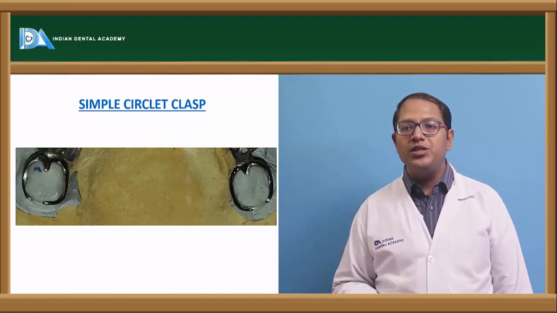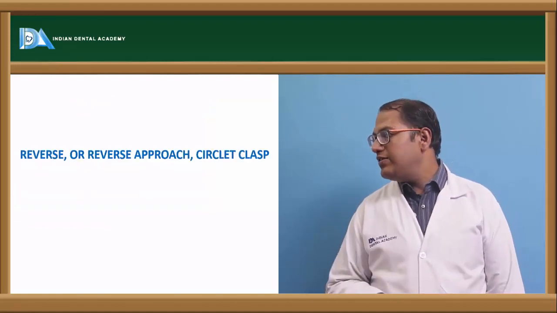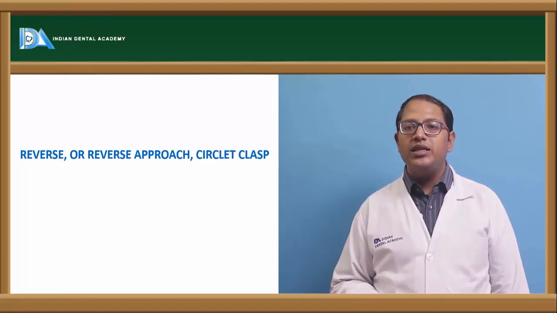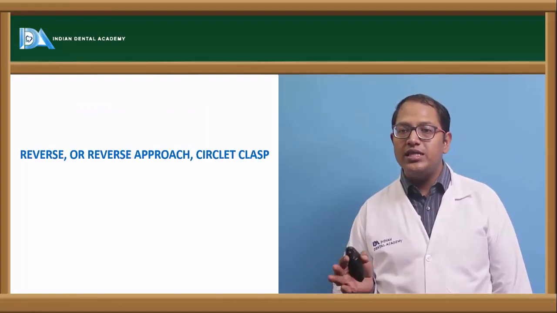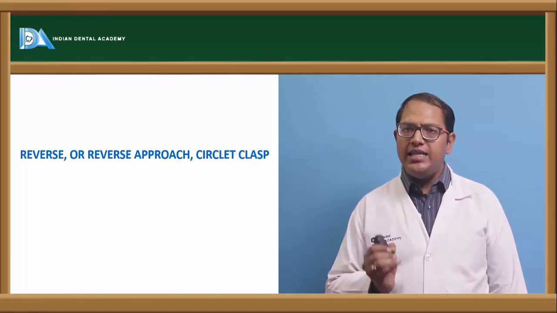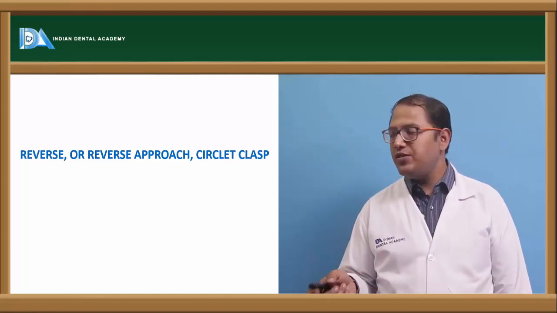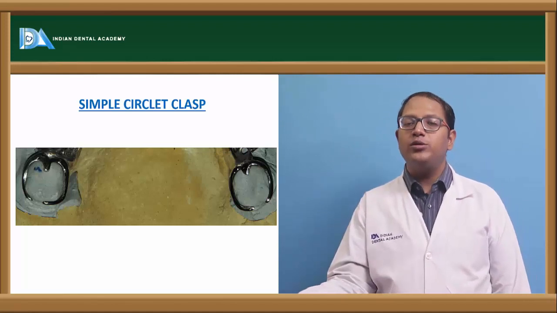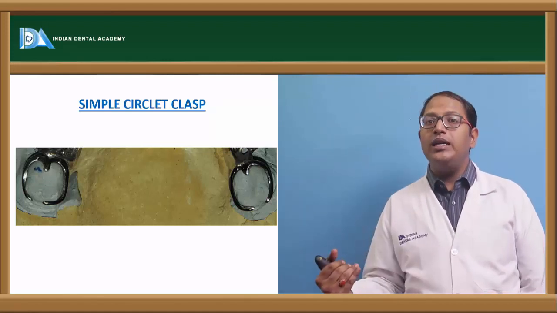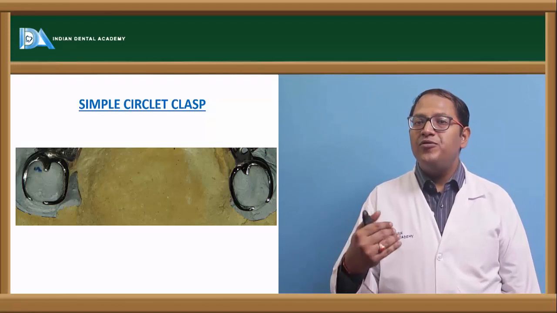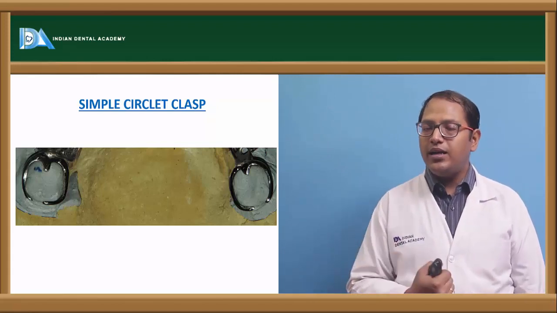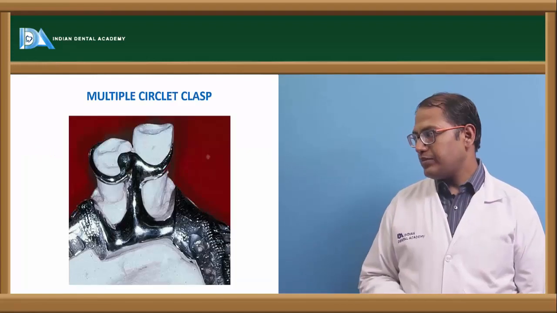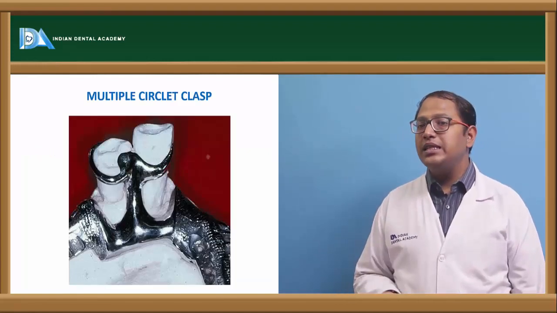Reverse circlet clasp, or reverse approach circlet clasp, is used in cases where the retentive undercut is located on the surface of the abutment tooth adjacent to the edentulous space. So what happens is, you have to go back and then the circlet will come and engage. Like in a Kennedy's class 1 edentulous area, if we have a distobuccal undercut to engage, we will be using a reverse circlet clasp.